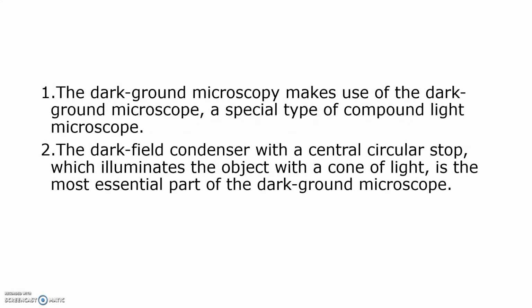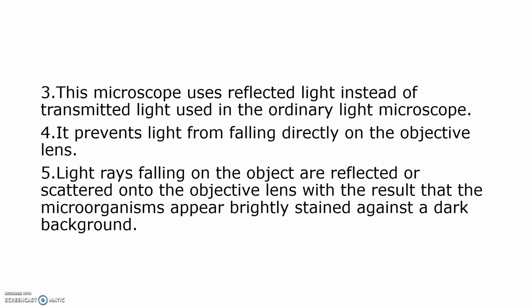In dark ground microscopy, we make use of the dark ground microscope. It's a special type of compound light microscope. And again, once more discussing, it has a central circular stop. That is the peculiarity of this condenser, which has a central circular stop and it illuminates the object with a cone of light. And this is the most essential part of dark ground microscopy.